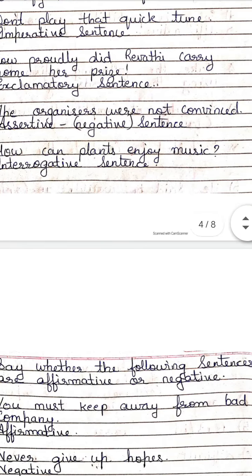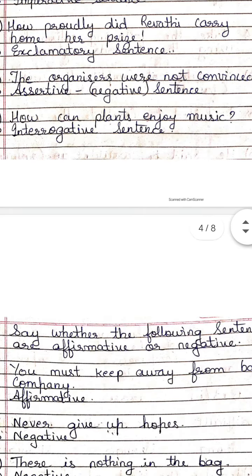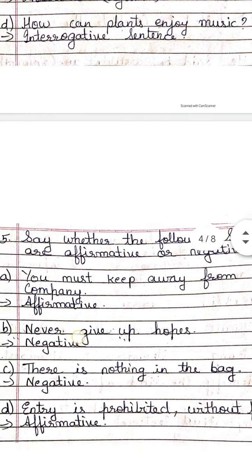The organizers were not convinced. This is a statement, so we write it as assertive. Because the negative word is introduced over here, we also mention it negative. So if the statement is positive or negative, you should mention it, because in the boards we expect that students write, if it's an assertive sentence, whether it's a negative sentence or a positive sentence. So because this is a negative sentence, I have mentioned in bracket negative. So assertive, negative sentence. How can plants enjoy music? This is another type of sentence which ends in a question mark, and therefore this is interrogative sentence.